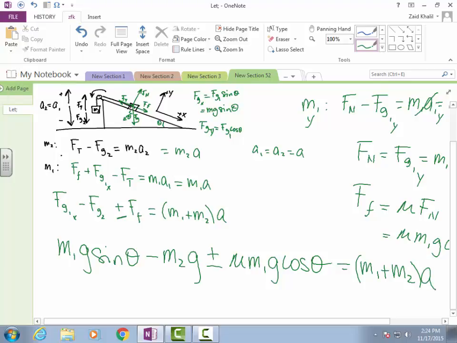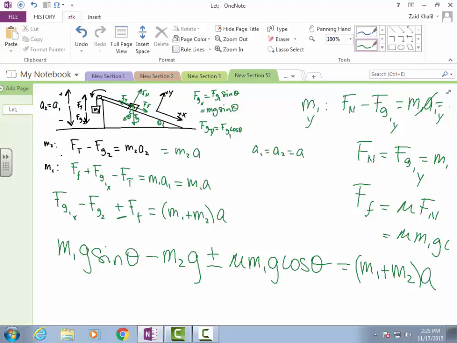So solve for A. A is equal to M1g sine theta. You can factor out a g, but first, let's actually just investigate this. Minus M2g plus or minus mu M1g cos theta, all divided by M1 plus M2.